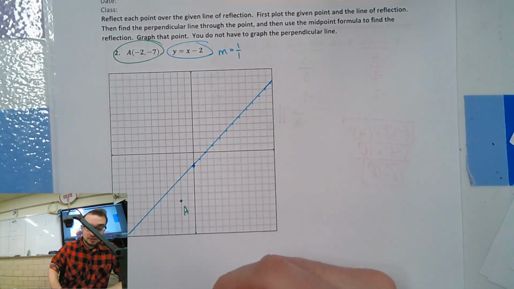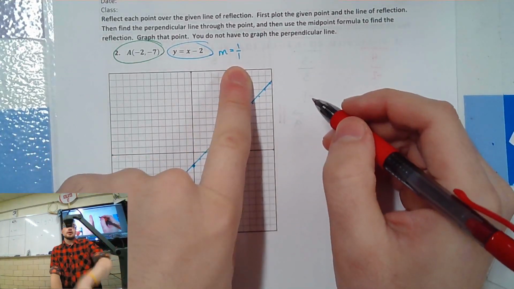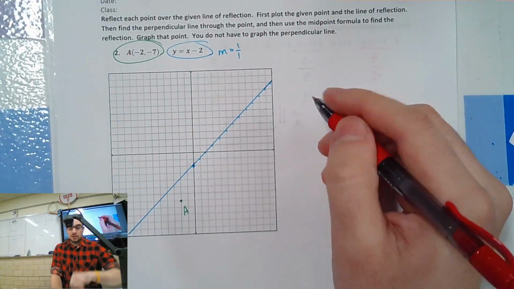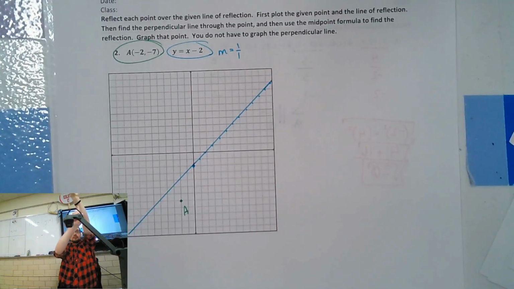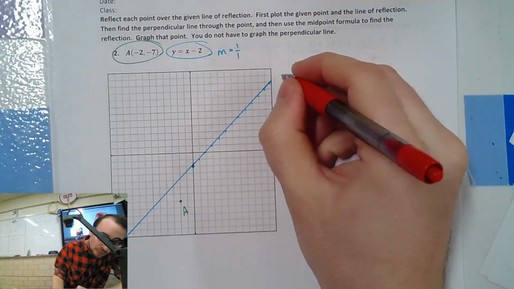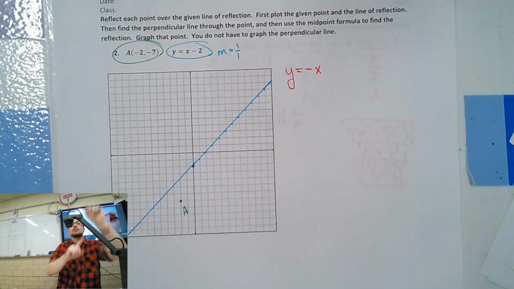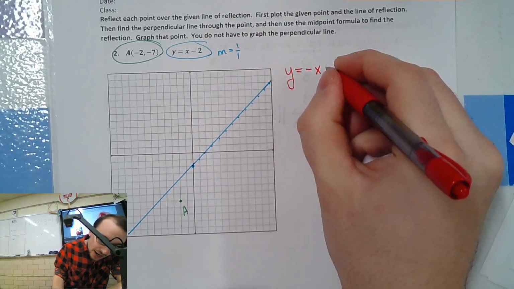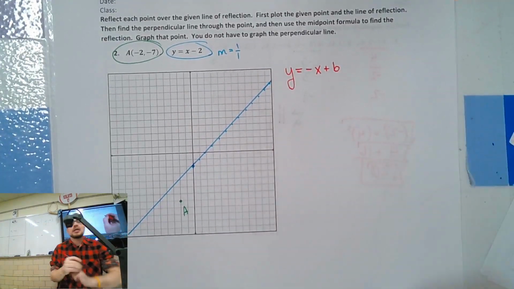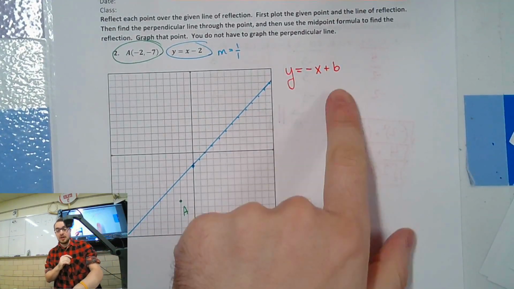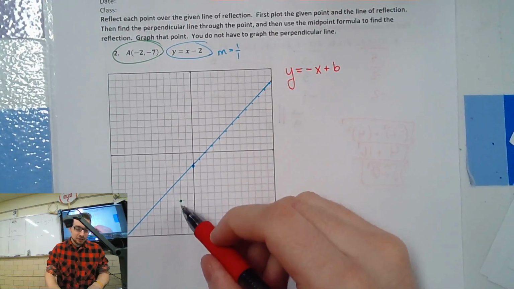So to find the perpendicular line, I need to take the original slope, flip it, negate it, right? So when I flip that, it's 1 over 1, right? When I flip it, it's still 1 over 1, and then I negate it. So our perpendicular line is going to be y equals -x, right? -1 over 1x. And then we need to figure out what the y-intercept has to be, that b value, so that it actually goes through A.